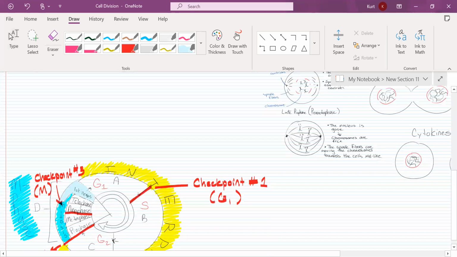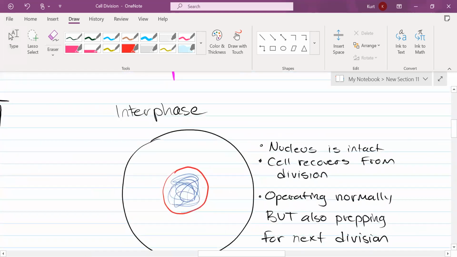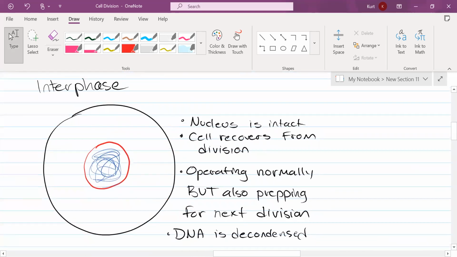Here we go, guys. You may want to have your packets out and also your notes out. The first one is going to be interphase. Yes or no? Interphase is part of mitosis. No, it is not. Interphase is not part of mitosis. During interphase, the cell is working fine. It's behaving normally. It's recovering from the previous division. The nucleus is intact. The DNA is decompressed, or decondensed, I mean.